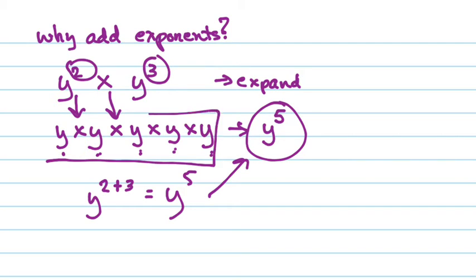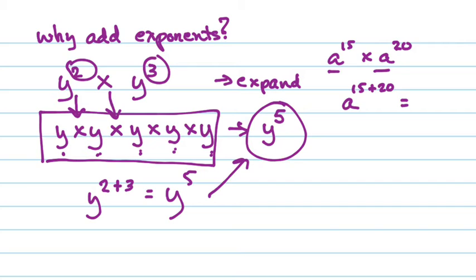Now, you could, every time you do one of these, write it all out and then count up how many factors of y you have. Remember, factors means things that are multiplied together. But it would take forever, especially if you had something like a to the 15 times a to the 20. It would take you an entire sheet of paper to write all that out, and besides, a lot of time that you don't have. So instead, when we're multiplying the same base with exponents, we can simply add those exponents together and get our answer.